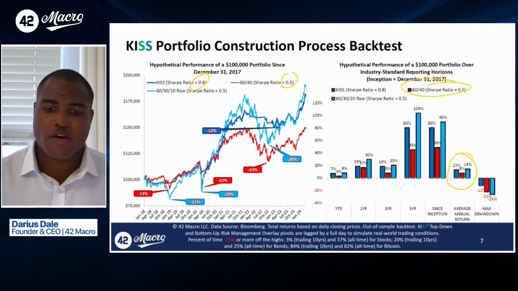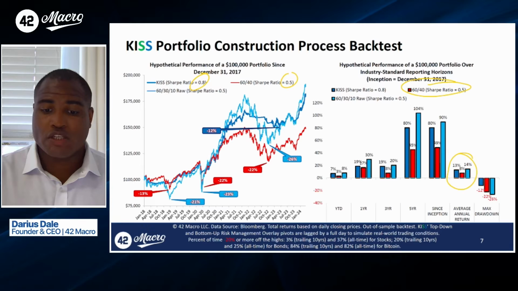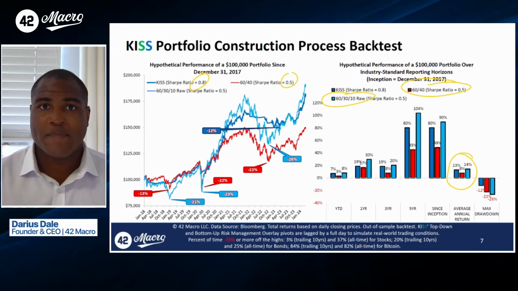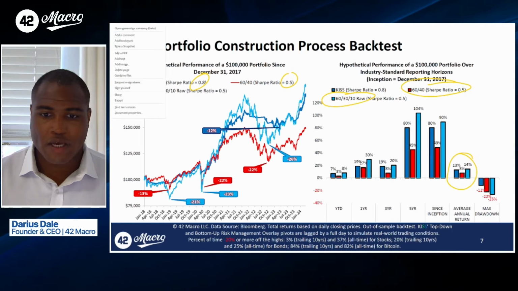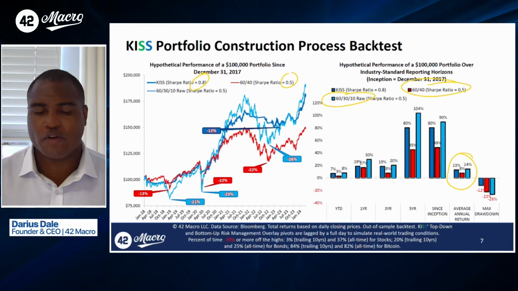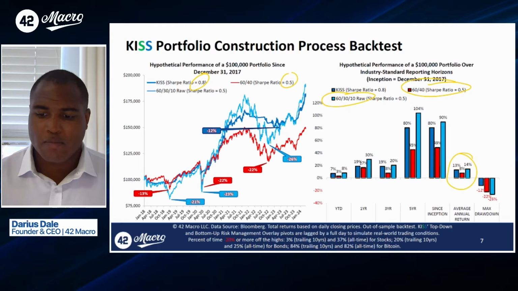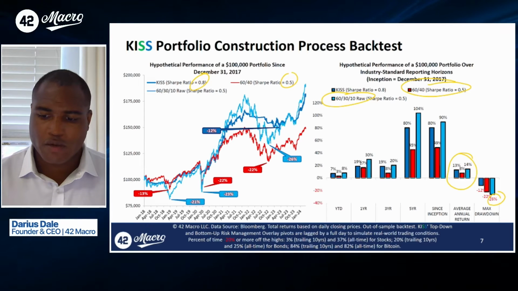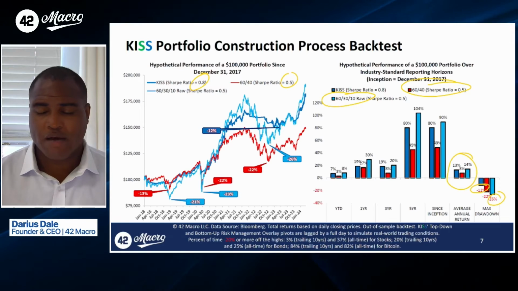And then we also layered on a backtest that shows what you would experience as an investor if you were just long 60-30-10 SPY, AG, and Bitcoin raw, without the top-down and bottom-up risk management overlays on the previous slide. If you execute a 60-30-10 portfolio construction without those overlays, you'll have an average annual return of about 14%. But the max drawdown for that particular strategy is minus 26%, which compares terribly to the max drawdown of minus 12% for the KISS strategy, which does feature the top-down and bottom-up risk management overlays.